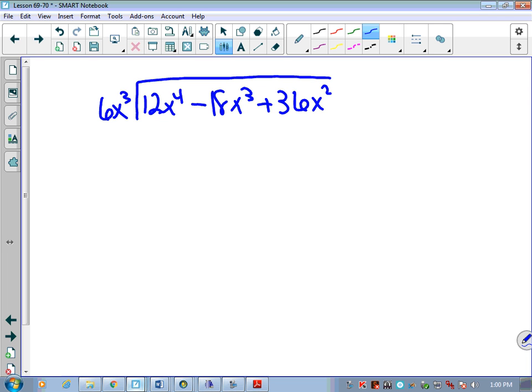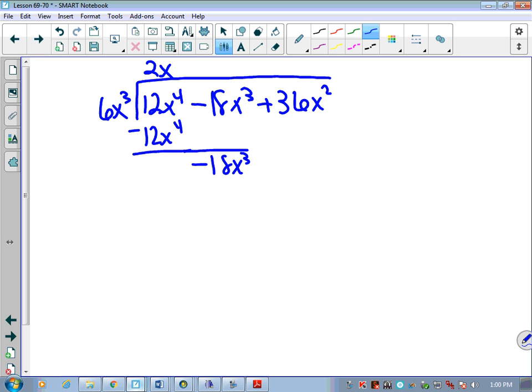Okay, so this one's not as bad as some of them that we could do, because we're going to see that 6 is going to fit into these things fairly easily. 6 is going to go into 12 2 times, and x is going to go in there once. I'm going to bring that down here. That's going to give me 12x to the fourth. I could subtract that. I'm going to get 0. So I'm going to bring down the negative 18x cubed.